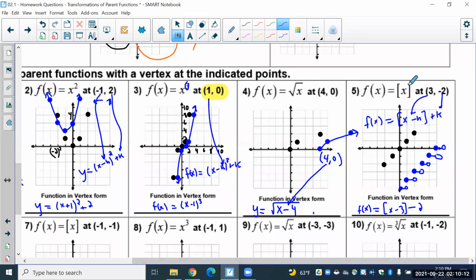Just don't forget that when you draw the greatest integer function, it's so tempting to draw a line, but students, it is not a line, it is a bunch of barbells. So draw your dots, move them if you want, right 3, down 2, each point, and then draw your barbells.